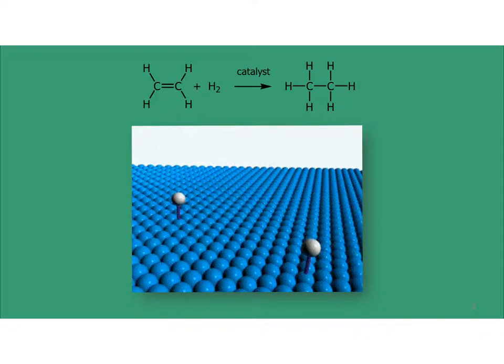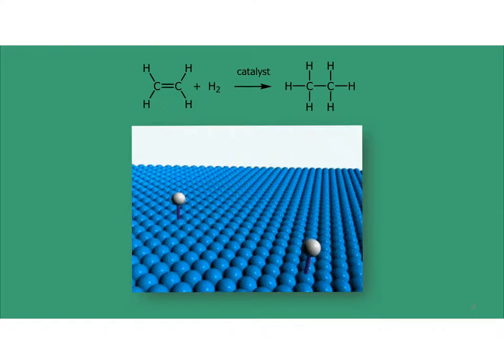The mechanism of the heterogeneous reaction is illustrated in this video. Hydrogen molecules react with the surface of the metal at the catalyst surface. The relatively strong hydrogen-hydrogen sigma bond is broken, and it's replaced by two weak metal hydrogen bonds. In the second step of the mechanism, the alkene reacts with the surface of the metal catalyst, and the pi bond is replaced by two relatively weak metal carbon sigma bonds.